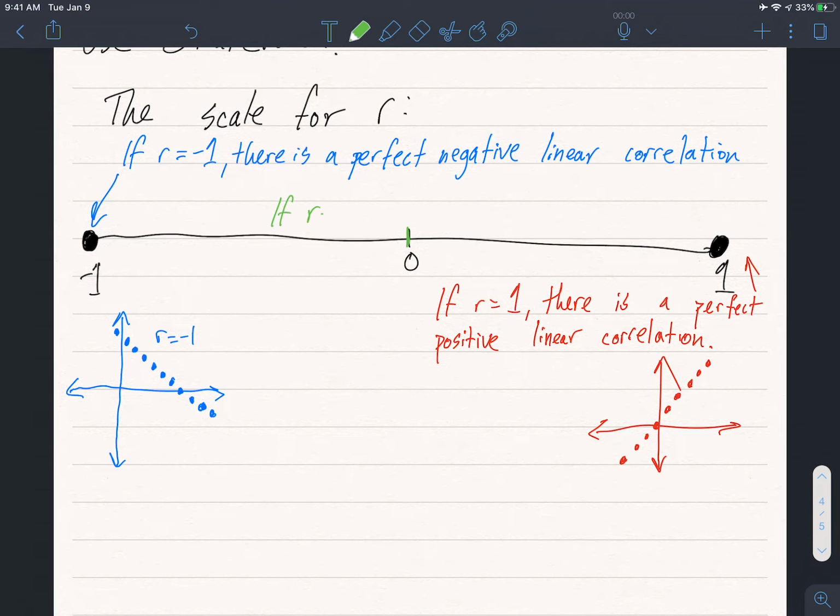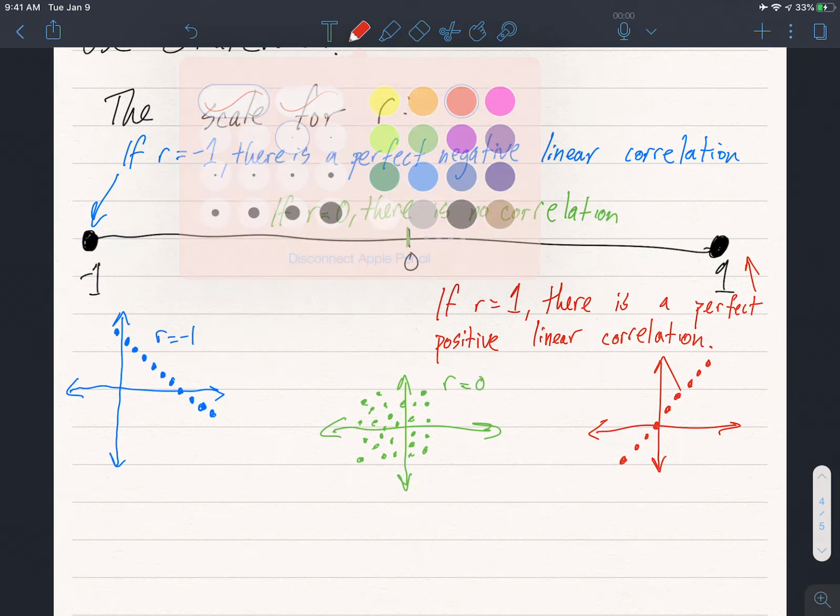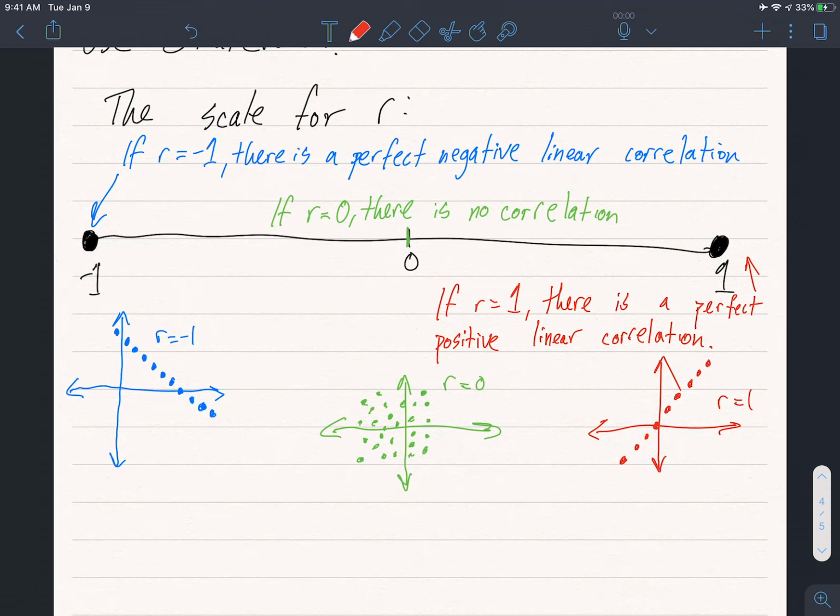If R equals 0, there is no correlation. Meaning what? That was the case I had up above where they're kind of all over the place, right? There's no rhyme or reason, no line that it kind of follows. They're just all over the place. Something like this would have an R equals 0. And the scale works that way.